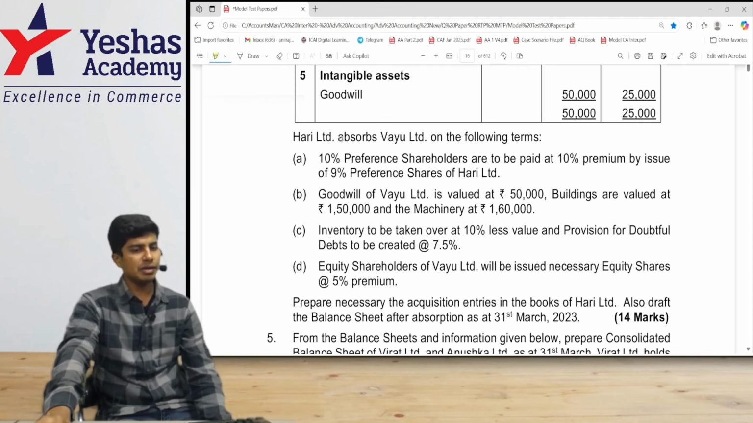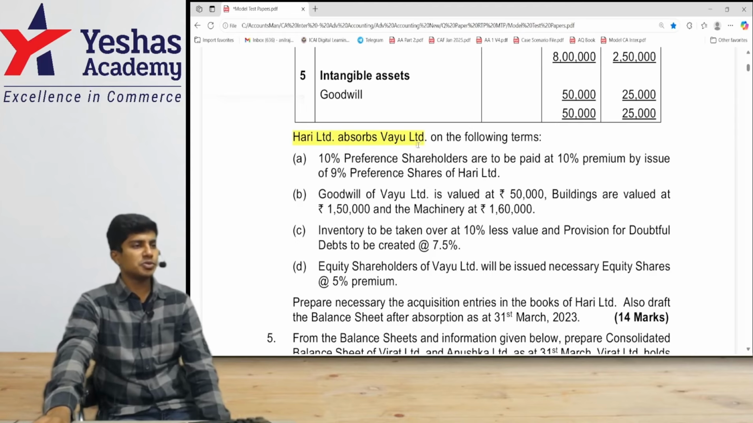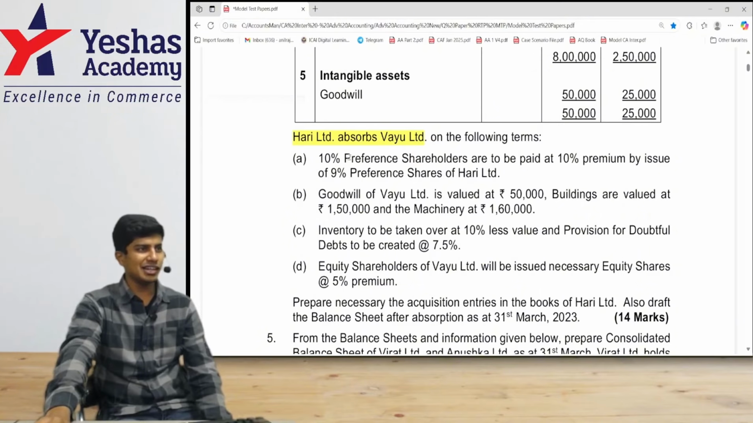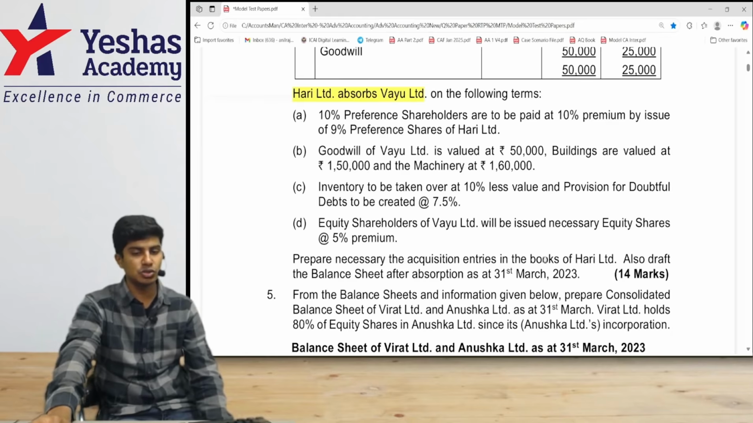They told Hari Limited absorbs Vayu. So Hari is transferee. Vayu is transferor. Hari will absorb Vayu on the following terms, they've given A, B, C, D, 4 points. And what is it that they've been asking us to do? Prepare necessary acquisition entries in the books of Hari. So these entries are in the books of the transferee.